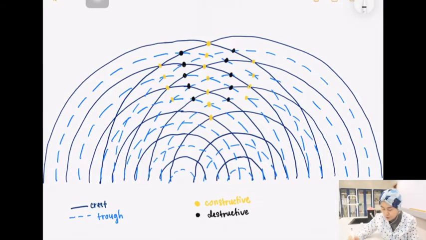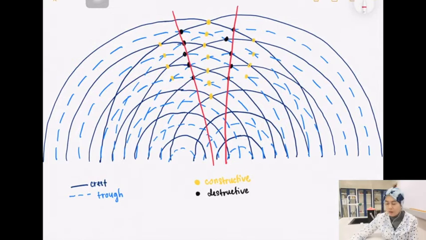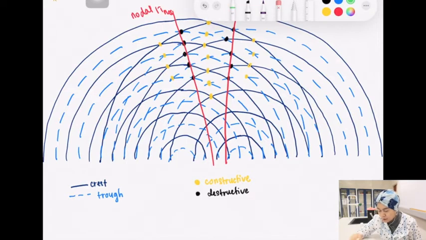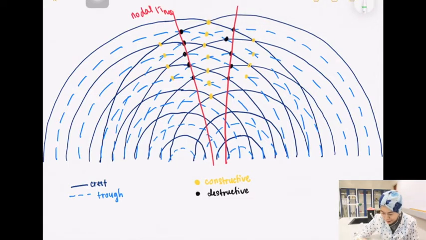Okay, so let's draw them. All right, roughly. These destructive lines, we call them the nodal lines. Okay, and then let's try and draw the lines for the constructive interference. Okay, roughly.